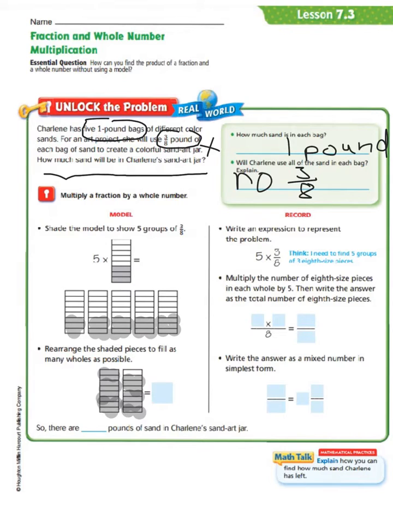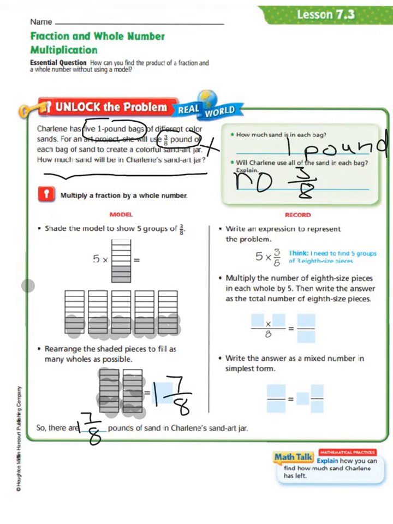Now if we look at this, we've got 5 groups of 3/8. All together we have one whole that has been shaded, and we have 7/8 of the second one. So we know that 3/8 plus 3/8 plus 3/8 plus 3/8 plus 3/8, or 5 times 3/8, equals one whole and 7/8 of another whole. So there are 1 and 7/8 pounds of sand in Charlene's art project.